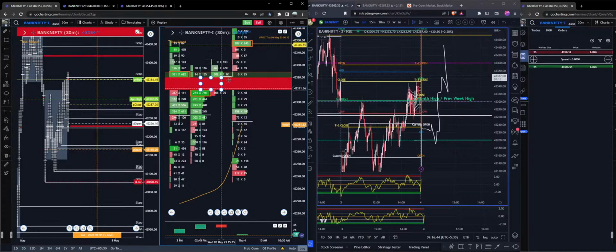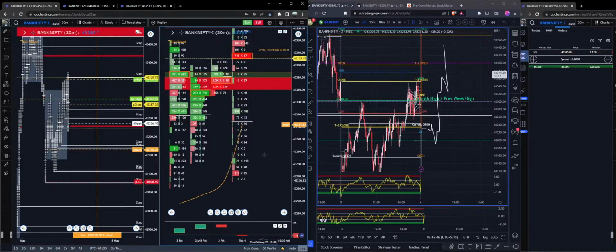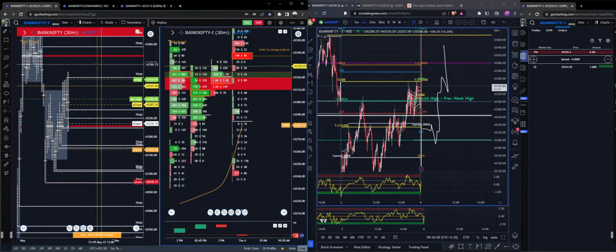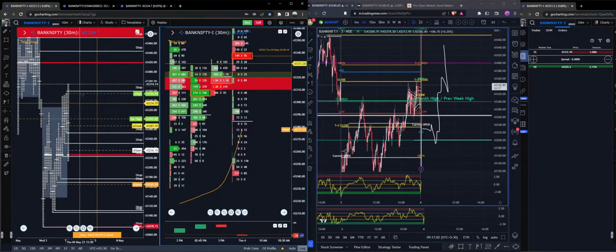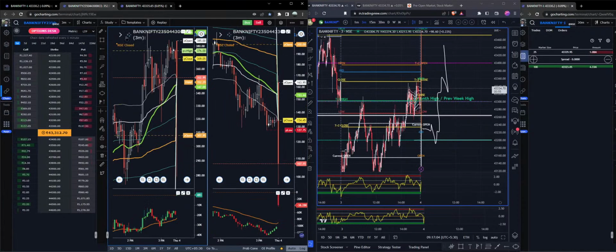We tagged this particular zone. We looked below 43,200. In fact, we didn't even look below it. We just stopped at 43,212, and now the price is just developing higher and higher. So that was a good call out in terms of the trade. Let me just check 43,300, right?